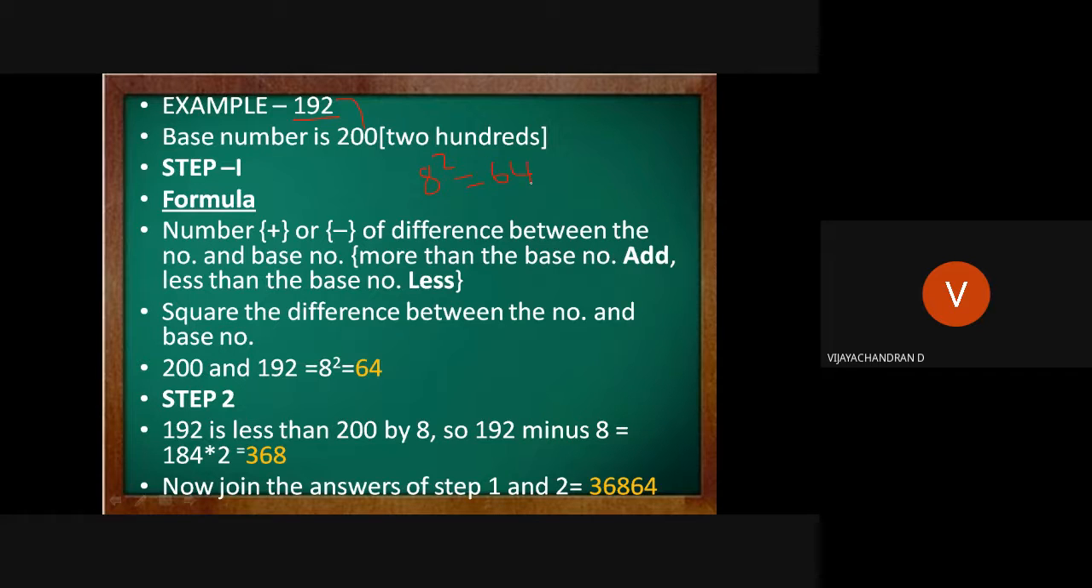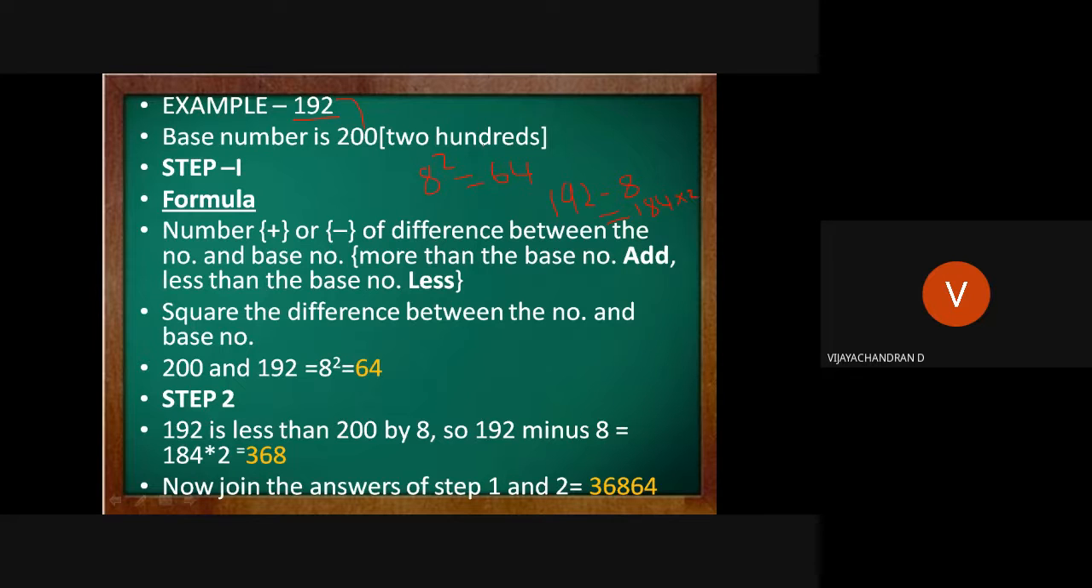In the next step, we have to deduct 8 from 192. Why are we deducting 8? This 192 is less than 200 by 8. So that's the reason why we are deducting 8 from the number. So what is the answer? 184.